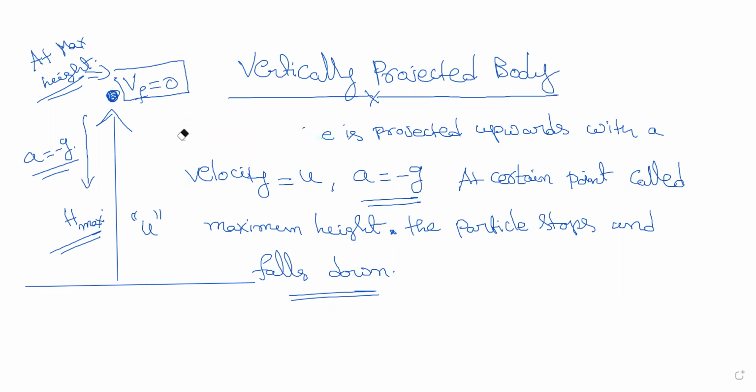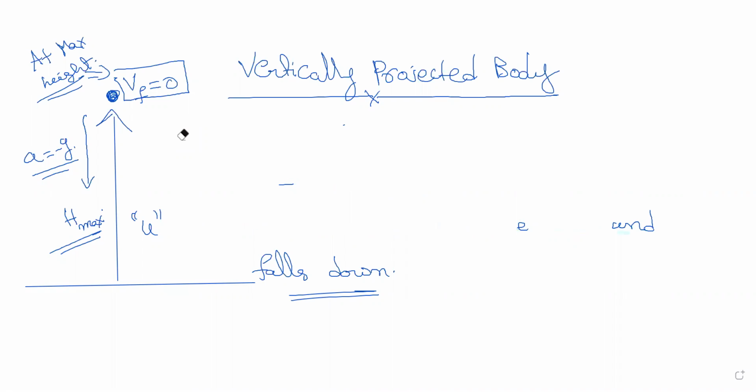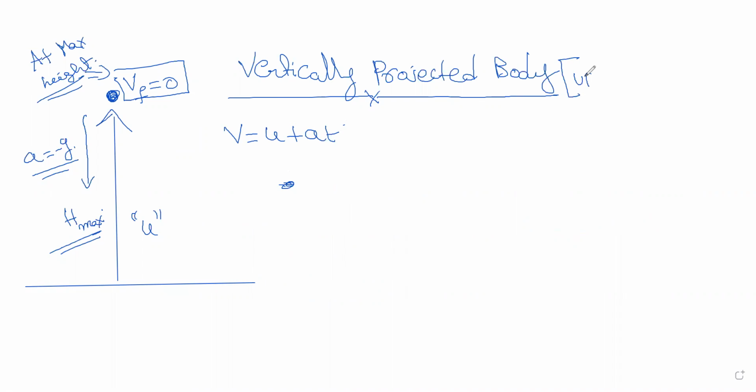For this condition, how do we write the equations of motion? Now we'll write v is equal to u plus at. What is v? I told you, it is the final velocity at the maximum height for upward motion. Let's write for upward motion. For upward motion, we'll write v is equal to u plus at.